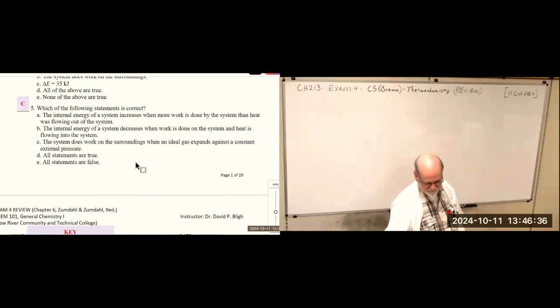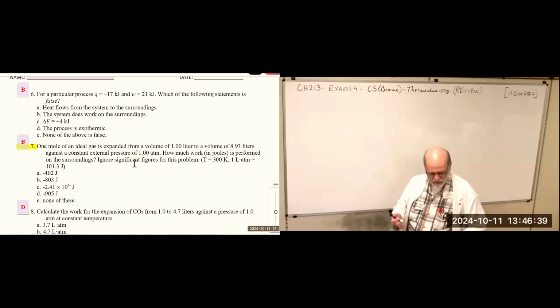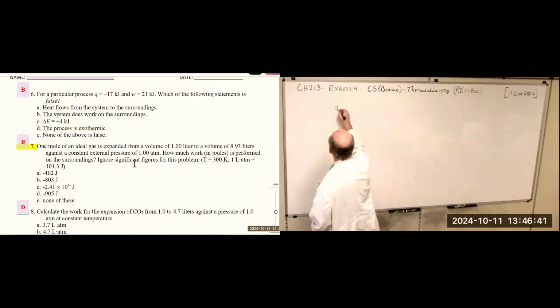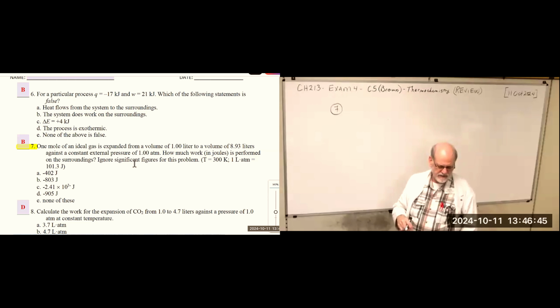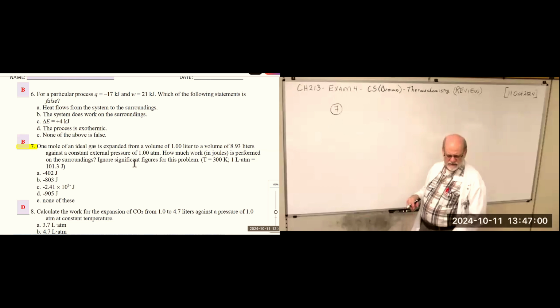All right. Number 7. 1 mole of an ideal gas is expanded from a volume of 1 liter to a volume of 8.93 liters against a constant external pressure of 1 atmosphere. How much work is performed on the surroundings? Okay, 1 mole of ideal gas is expanded.